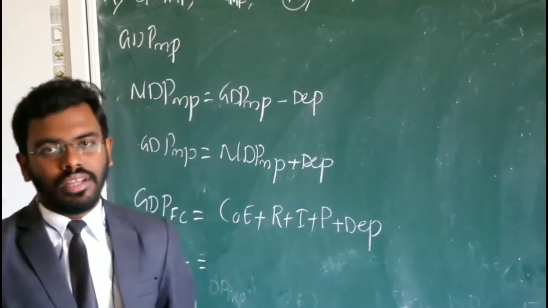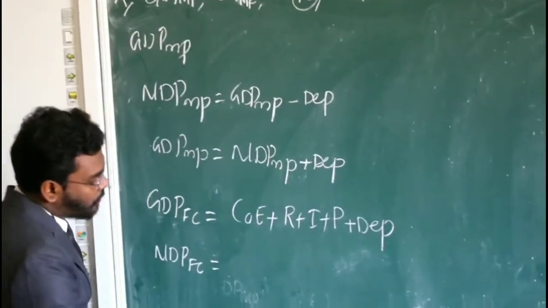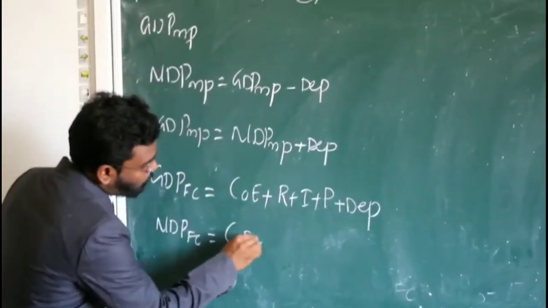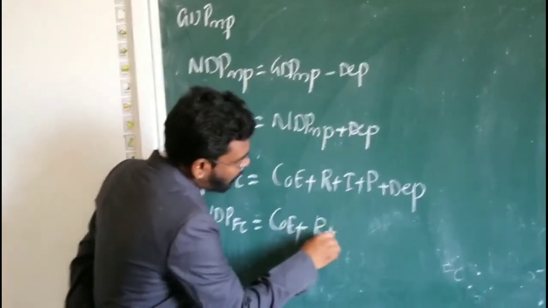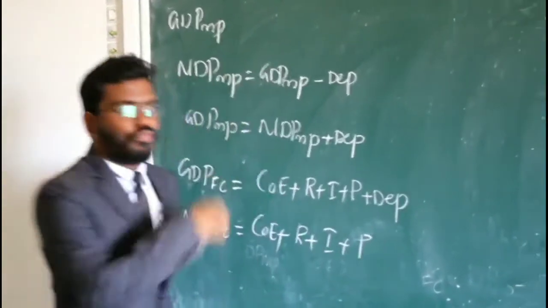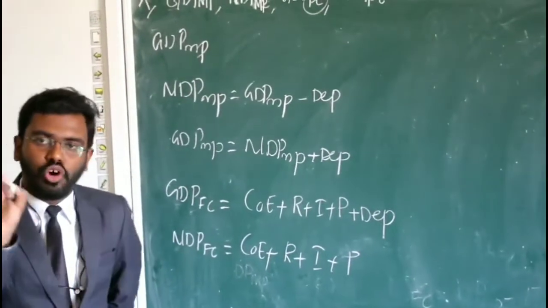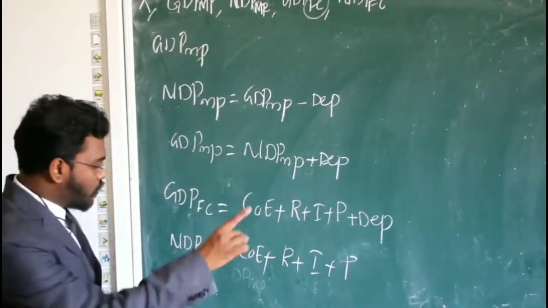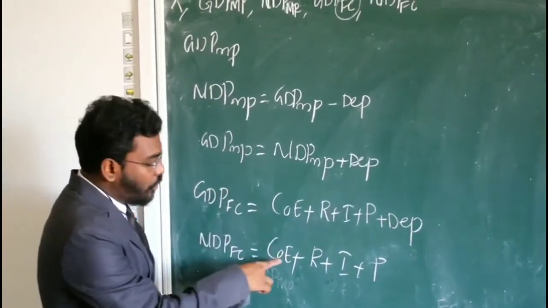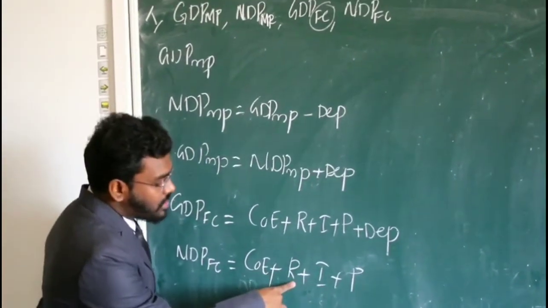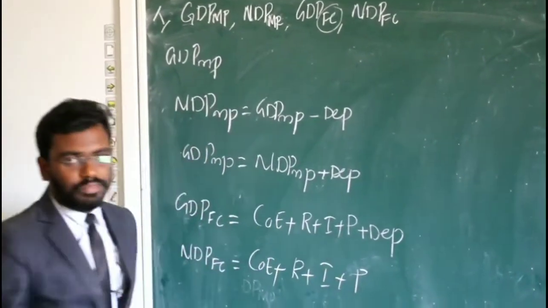Sum total of factor income. What is the sum total of factor income? Compensation of employee plus rent plus interest plus profit. Here this is a net concept, so depreciation is not included. So NDP-FC is equal to compensation of employee plus rent plus interest plus profit.